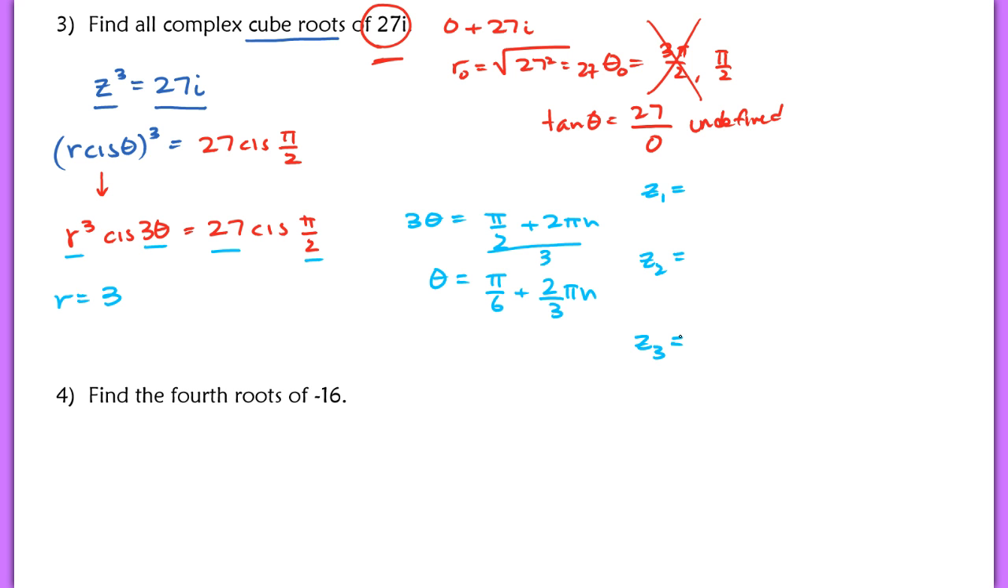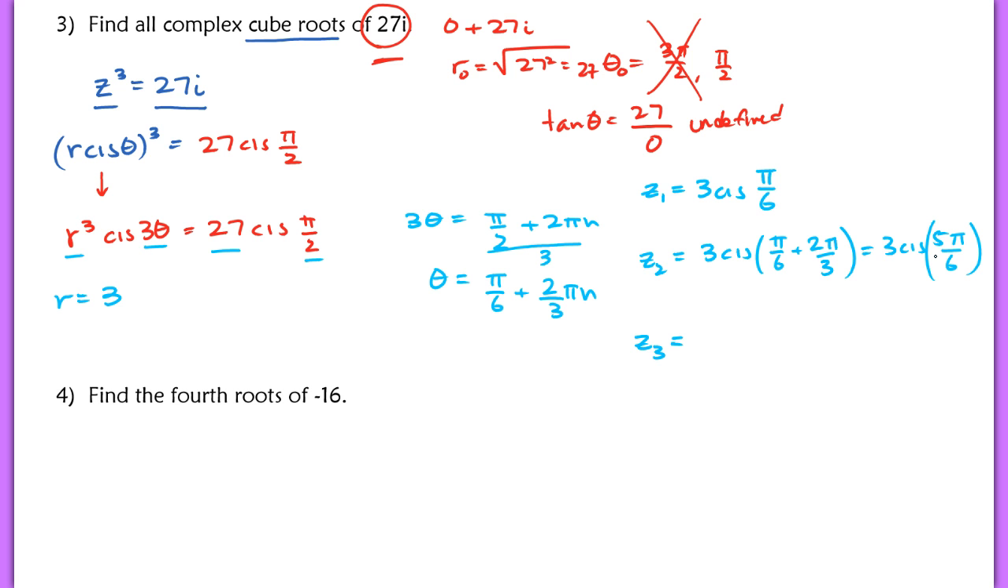Well, I need to write this as r cis theta. So I have r, which is 3, cis, my theta value. The first one I'm just going to use is pi over 6. I'm not going to add a multiple of 2/3 pi n yet. Now, for my second complex cube root, I can take 3 cis pi over 6 plus a multiple of 2 pi over 3. I'm going to use the first multiple. So I'm going to add that, and if I simplify, I have 3 cis 5 pi over 6.